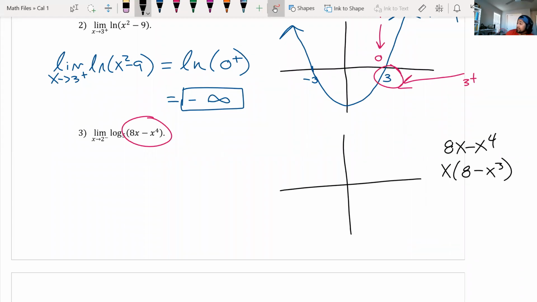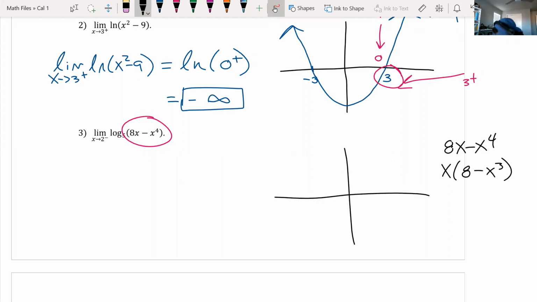So based on this, where would I have x-intercepts at? Is it 0 and 2? 0 and 2. Good. So I would have one at 0. And then I would have one at 2.